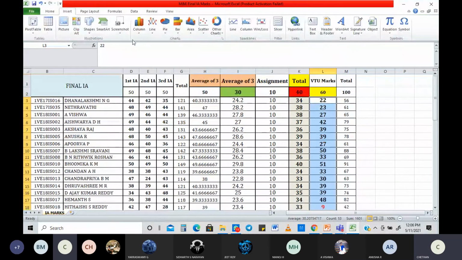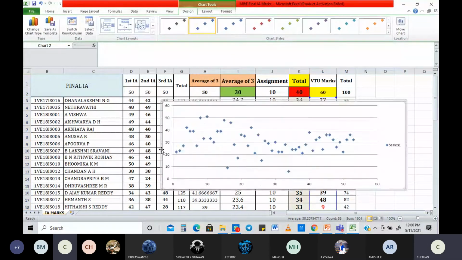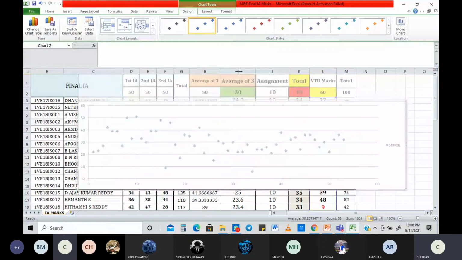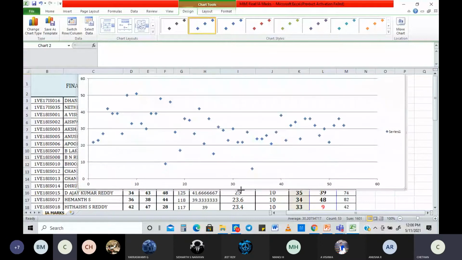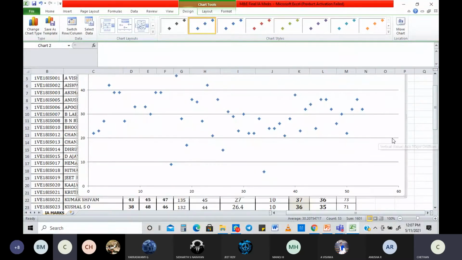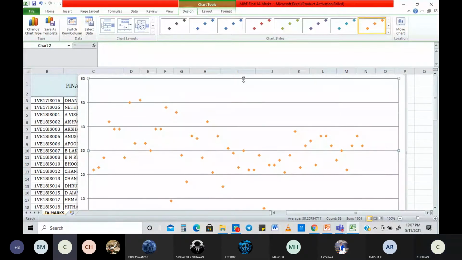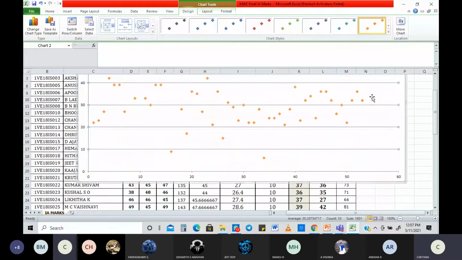So let's plot out this graph again. I'm using a scatter graph like this. Hopefully now you will be able to see this. Now look into this. What is the thing that you can see and what is the thing that you cannot see? This is the graph I'm talking about. The graph which you are seeing now is the marks related to your ME subject last semester.